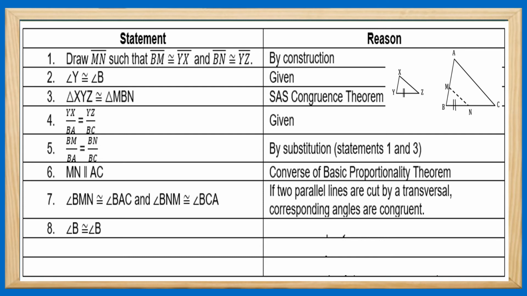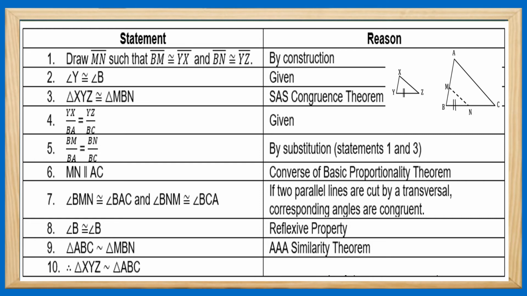Then angle B is congruent to angle B, of course, by the reflexive property. So triangle ABC is similar to triangle MBN by the AAA Similarity Theorem. Therefore, triangle XYZ is similar to triangle ABC, by the transitive property using statement numbers 3 and 9.